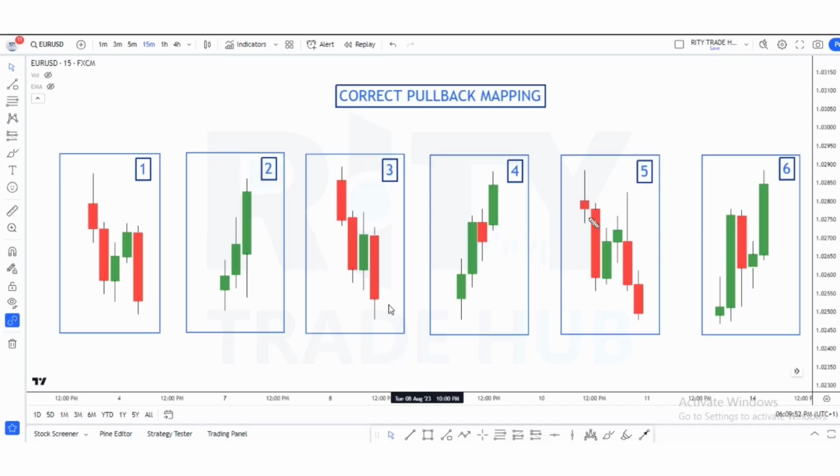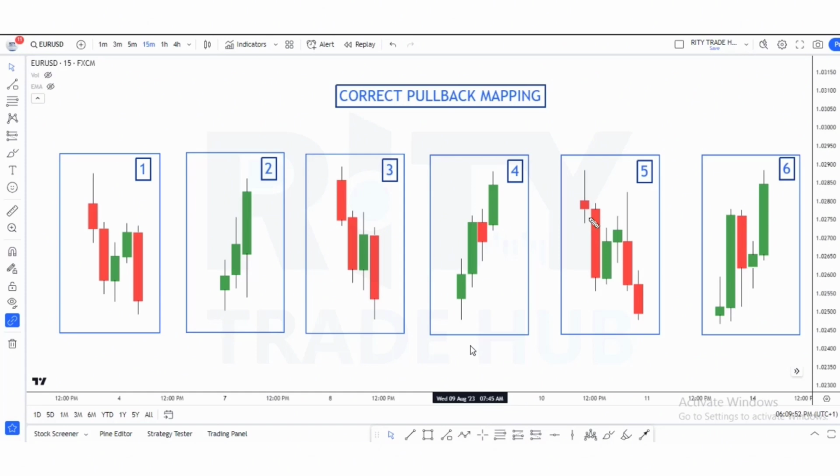So here on the screen, guys, what are pullbacks? A pullback is basically a temporary reversal against a prevailing trend, be it a downward trend. A pullback would be a temporary reversal of that downward trend, right? Like I said earlier, pullbacks are not to be feared, because they provide us with a more favorable price to enter our trades, and as well ride the trend.